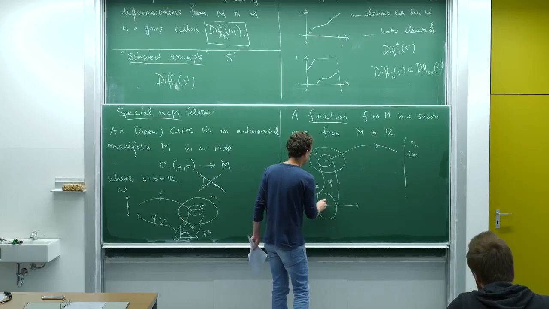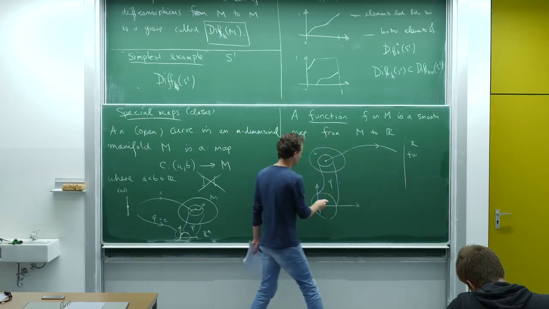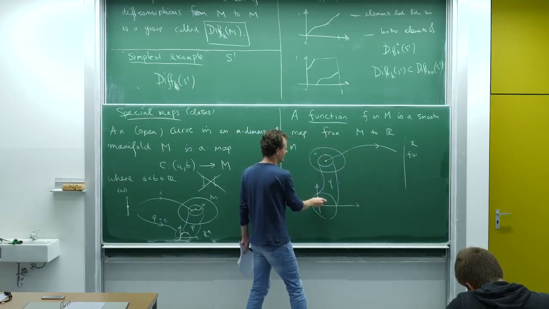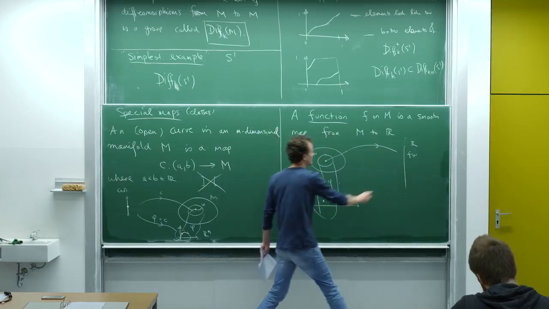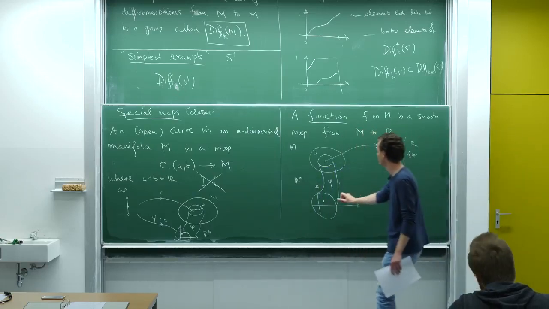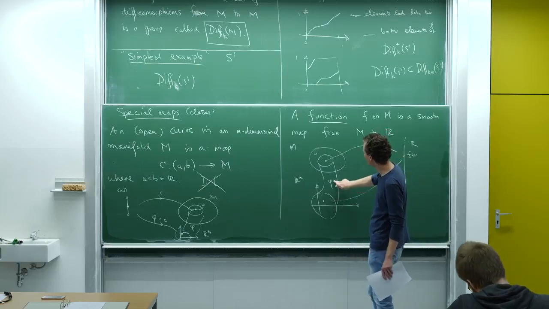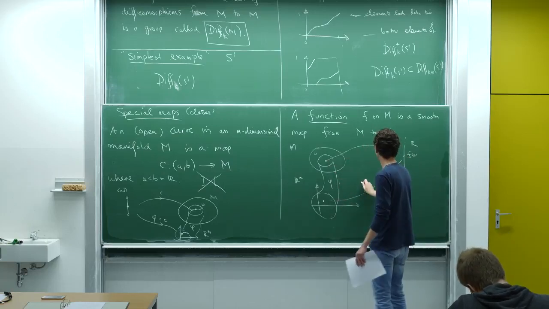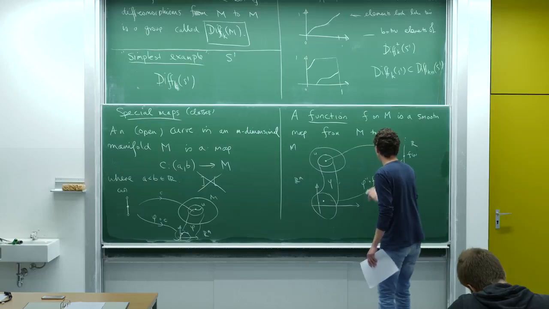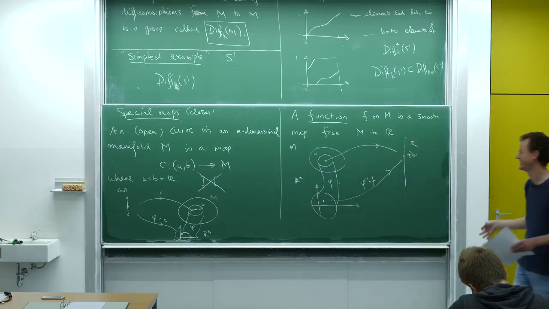If you follow this around, you see that there must be some map that goes from R to the M directly to R, and that one is a little different. We first have to do phi inverse and then F in order to get from R to the M to R.